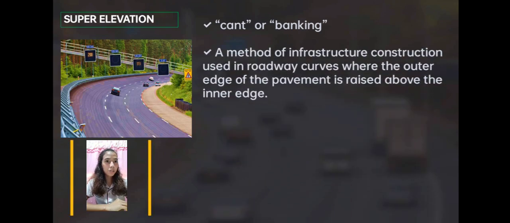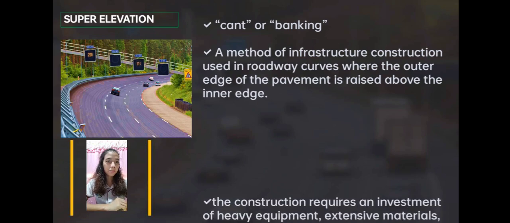The definition of super elevation: this super elevation is most commonly known as cant or banking, as in the banked track of a racing speedway. This super elevation is a method of infrastructure construction used in roadway curves where the outer edge of the pavement is raised above the inner edge. So, that's it. The outer edge of the pavement is raised at a certain degree.